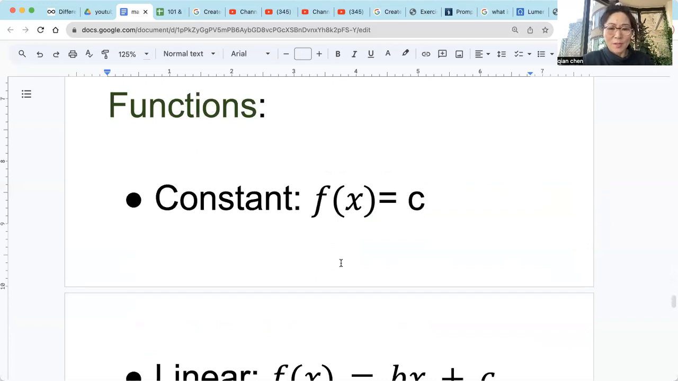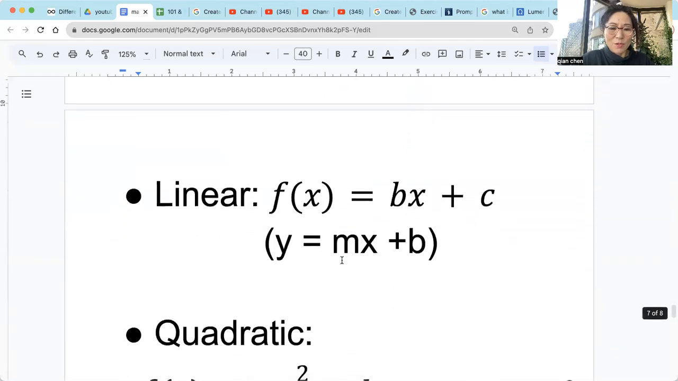Now functions. Functions means we just have this notation, function of x equals something, right? So in this case, we have the constant function, f of x equals c. c is just a number, it's constant. So this function doesn't change. It stays forever to be c. Doesn't matter what x is, it stays c, so that's a constant function.